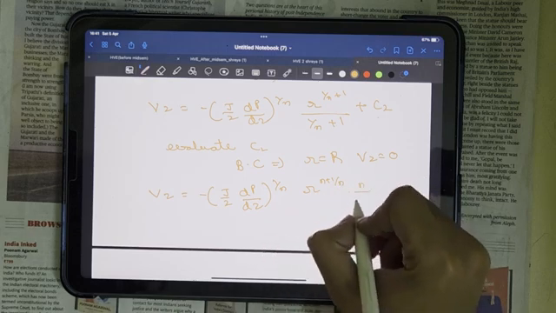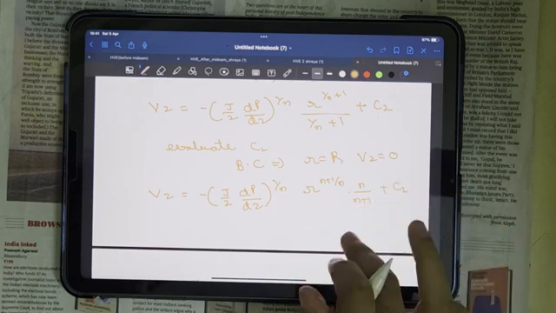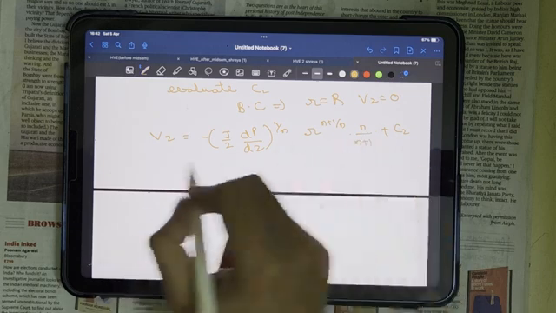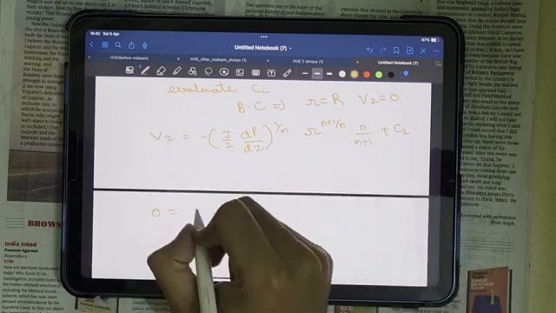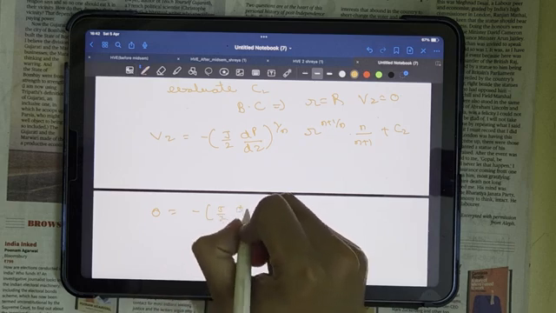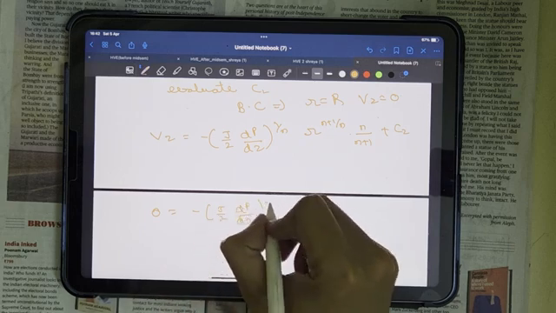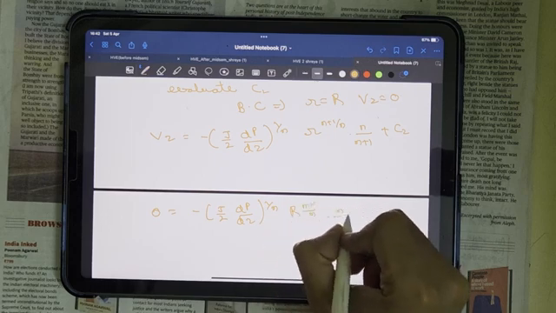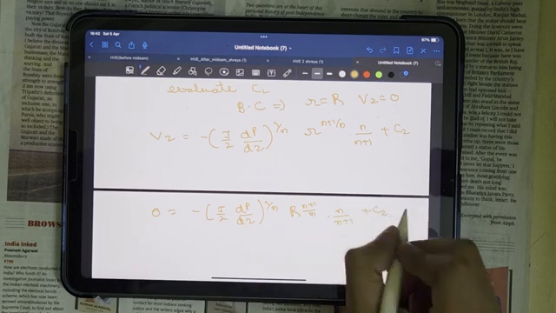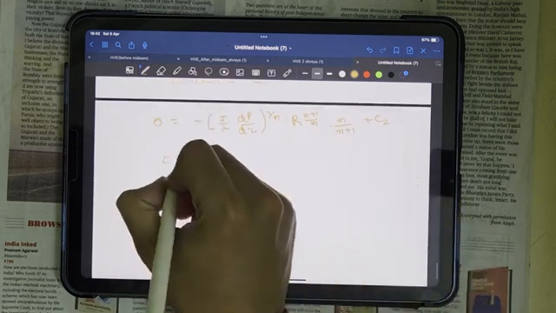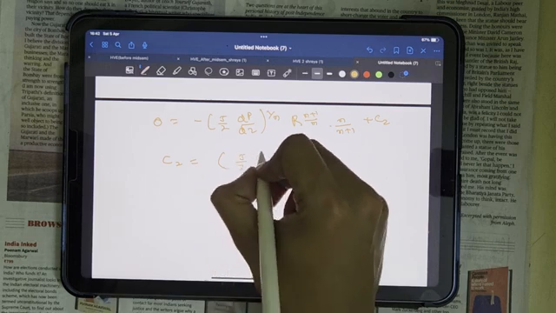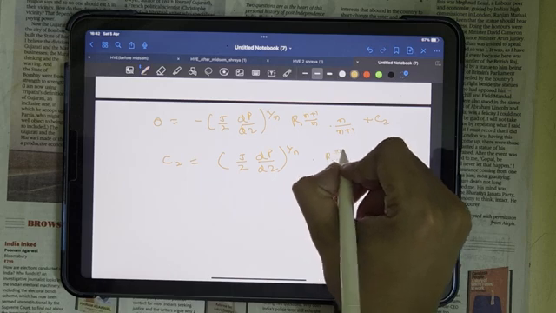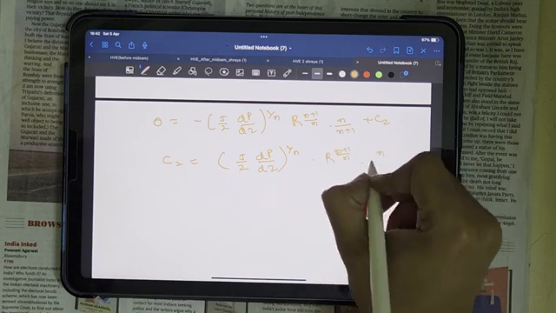Now we will put this boundary condition in the equation and we will simplify for C2. So Vz becomes 0. So 0 is equal to minus j by 2 dP by dz whole power 1 by n R to the power n plus 1 by n into n upon n plus 1, plus C2. So we can say C2 is equal to j by 2 dP by dz to the power 1 by n R to the power n plus 1 by n into n upon n plus 1. Now we will put this C2 in this equation.